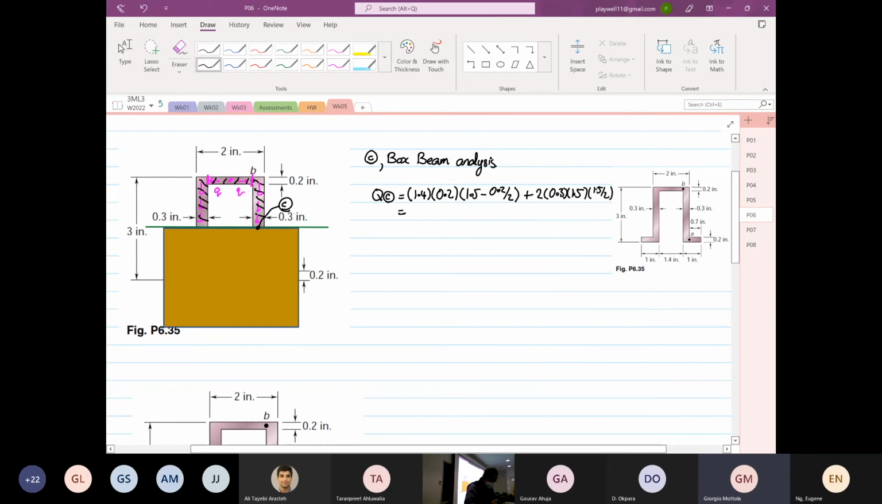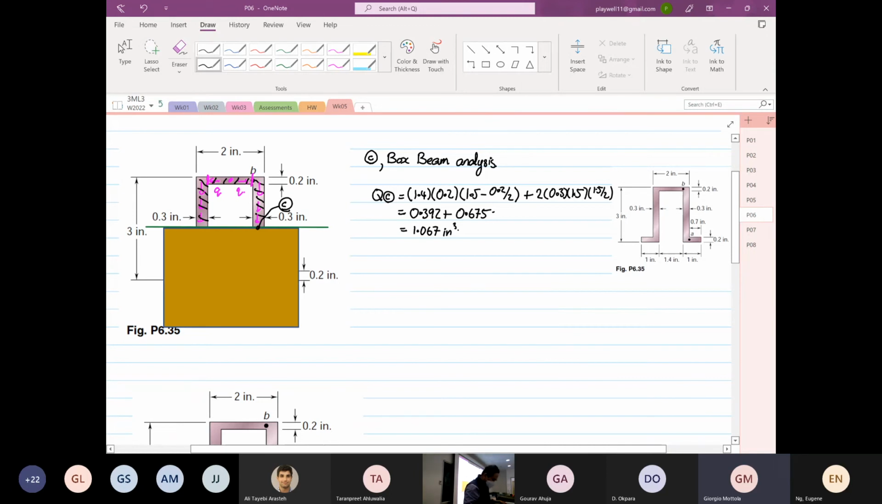So this is equal to 1.5 minus 0.2 divided by 2 times 0.2 times 1.4, which is 0.392, plus 1.5 divided by 2 times 1.5 times 0.3 times 2, which is 0.675. So this will be equal to 0.392 plus 0.675, which is 1.067 inches to the power of 3.